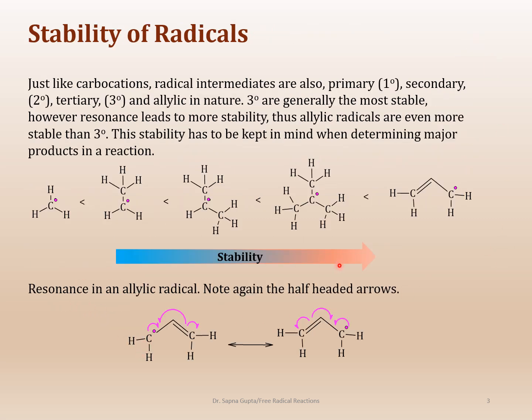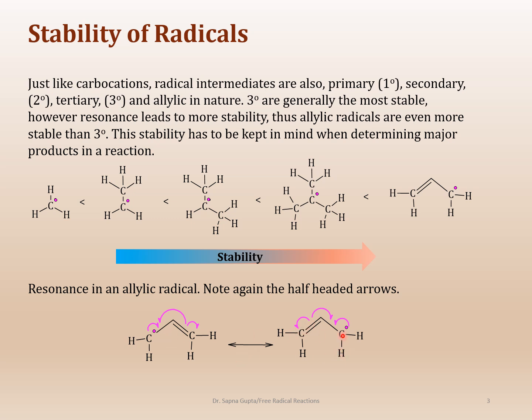Just to go over a little bit about the stability of radicals, it is just like carbocations, which means that the methyl radical is the least stable, then primary, secondary, tertiary, and then the resonance one is the most stable radical of all. I have shown you here how the resonance of the double bond works for radicals. You'll see these are all half-headed arrows. In the double bond, one electron is coming on this side, one electron is going on there. This one electron is moving over here, so it gives you the double bond on this side now.